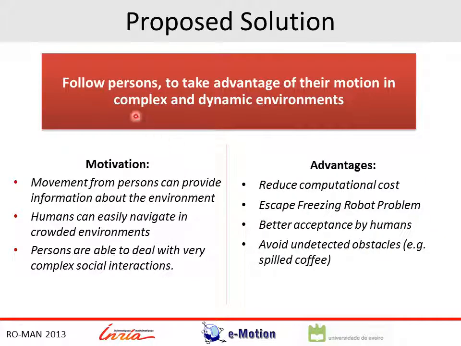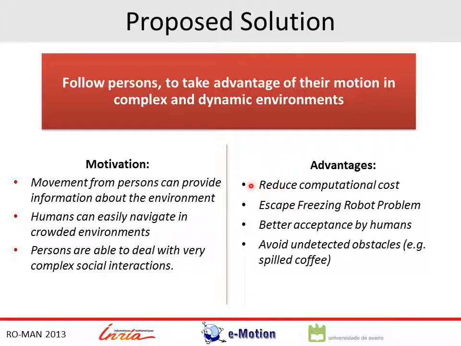So my proposed solution is that the robot may follow persons. By doing this, it can take advantage of their motion in these complex and dynamic environments. The motivation for this is that the movement of persons can provide information about the environment. Humans can easily navigate in crowded and complex environments, and persons are able to deal with very complex social interactions.